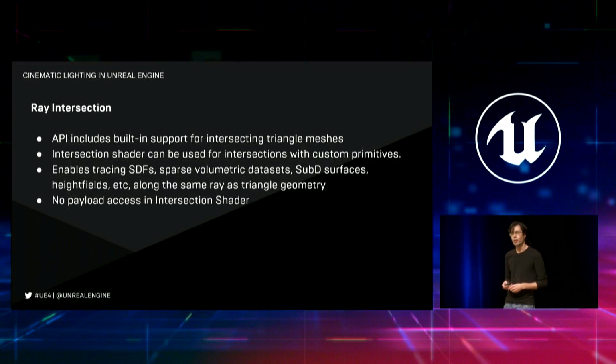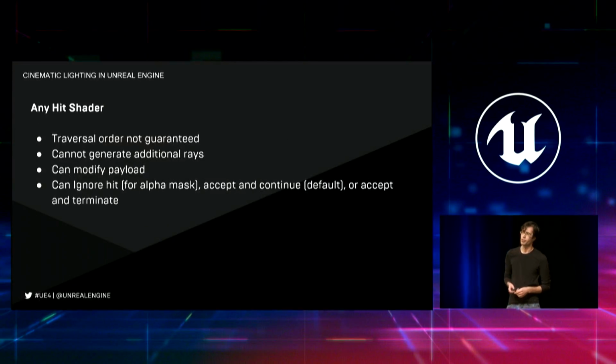Ray intersection is enabled in the API by both built-in support for intersection against triangles, and also using custom intersection shaders, which are basically shader code that you can write to enable intersection against any type of geometric primitive, such as signed distance fields, sparse volumetric data sets, subdivision surfaces, or height fields, for example. All of them along the same ray that would be trying to intersect triangle geometry. However, there is no payload access in the intersection shader.